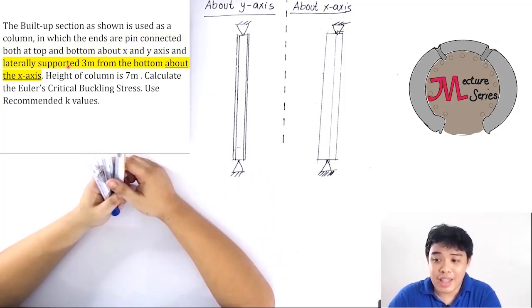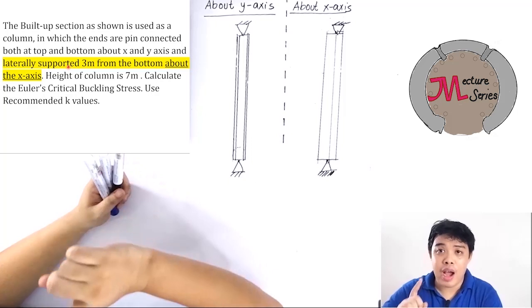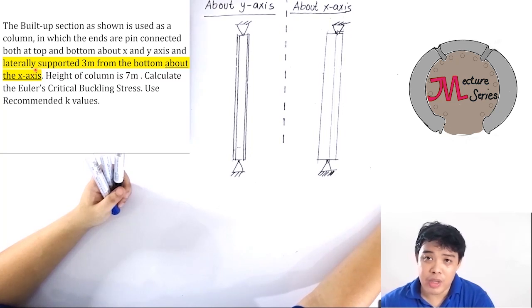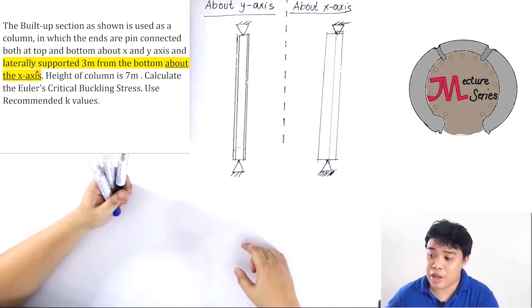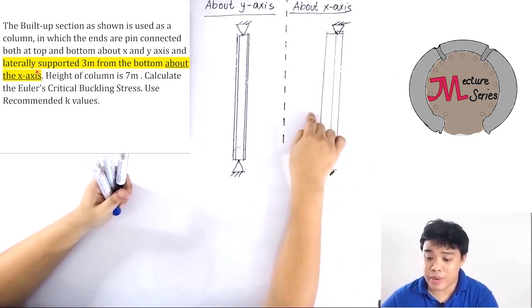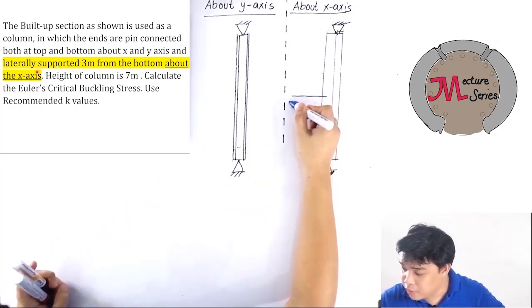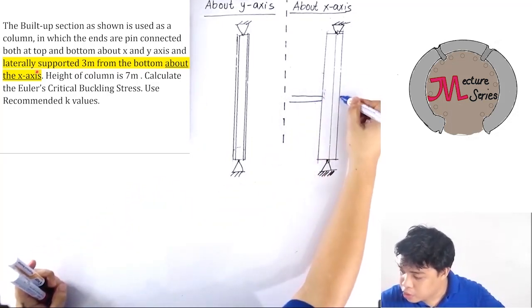And it is laterally supported 3 meters from the bottom about the x-axis. This statement is very important because you should specify in which axis you're going to put the lateral support. The lateral support is being applied about the x-axis. So therefore, you're going to look on this plane, and then you put the lateral support 3 meters from the bottom. So it should reflect like this.